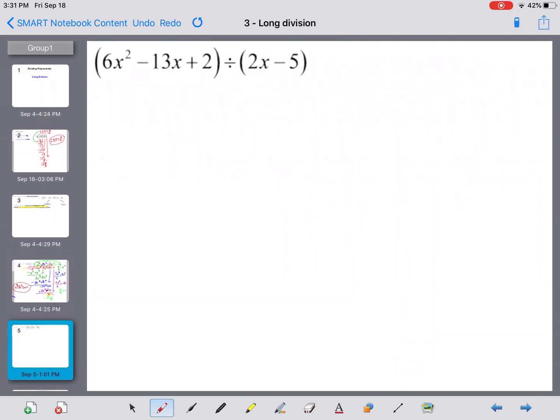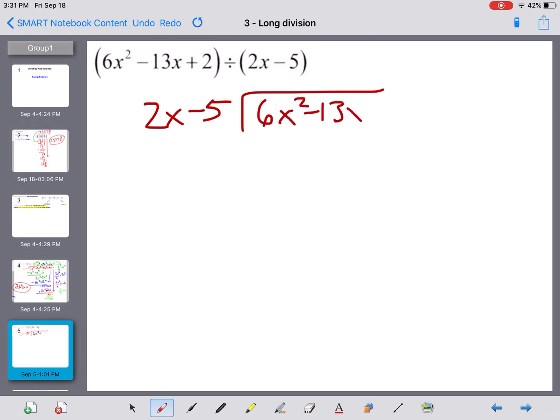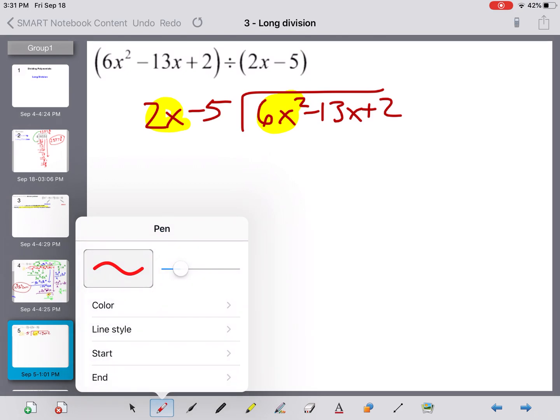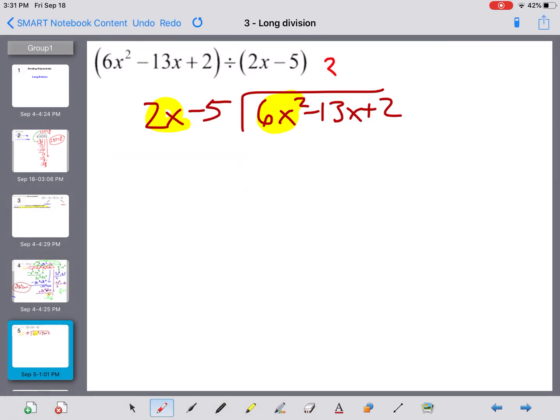So if we have 6x squared minus 13x plus 2 divided by 2x minus 5, we do the same kind of process. We write it in the format. And so we're going to say how many times does 2x go into our lead term of 6x squared. So without doing any scratch work, we can see that this is 3x. If you need to do scratch work, that's fine.